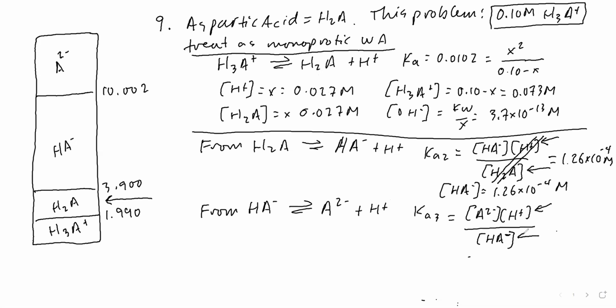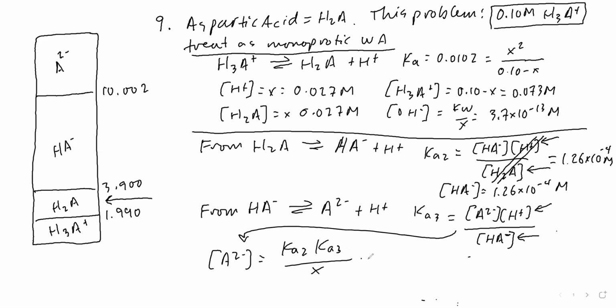We now know HA minus because that value is Ka2, and it's also given right here above. But anyways, this value is Ka2. And so we can rearrange this to get the concentration of A2 minus is simply going to be Ka2 times Ka3 all over X. All right, again, we know all those numbers. And when we do the math, we get 4.6 times 10 to the minus 13th molar.